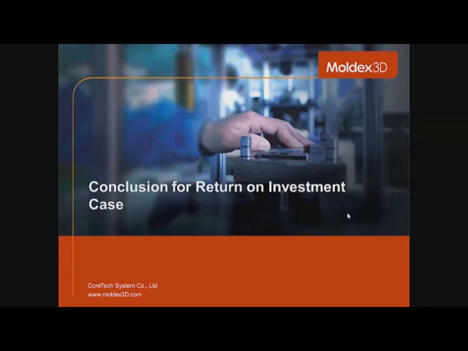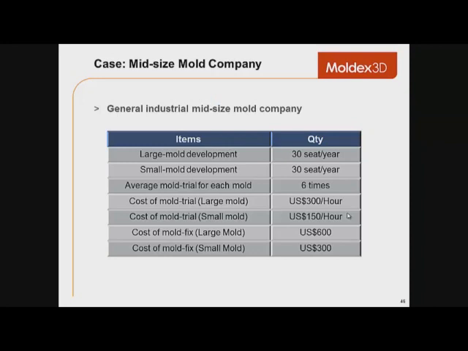Alright, the following slides explain the level of cost saving Moldex 3D software can provide. Alright, let's look at this chart in detail. For a mid-sized company that has about 30 large molds per year and 30 small molds, each mold usually has around 6 mold trials, and for each large mold the cost is $300 per hour. For a small one, it's about $150 per hour.